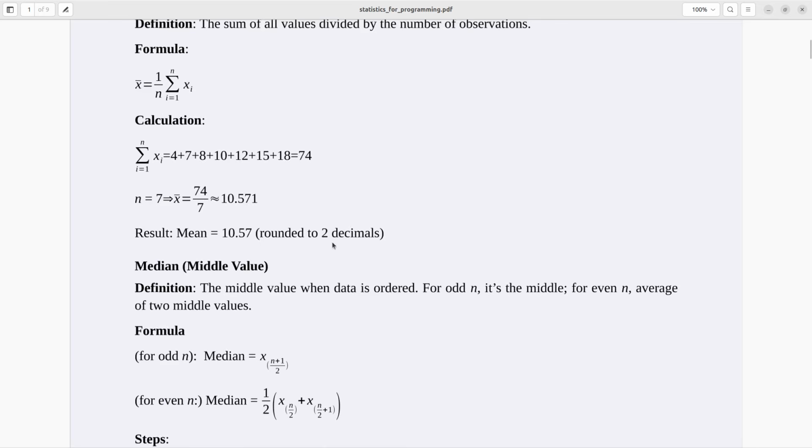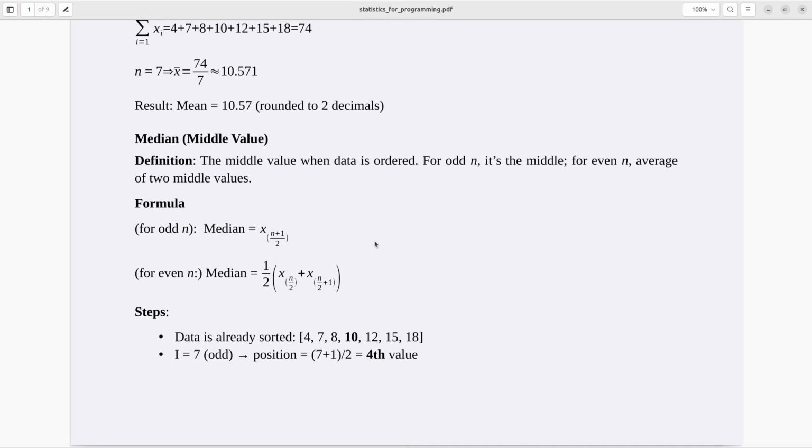Okay, so we have these numbers, and I would like to calculate the sum, which is equal to 74. And since I have 7 such numbers, the mean will be just 74 divided by 7, which is around 10.571. So we can say that the mean is just 10.57 if we round it to only 2 decimal places.